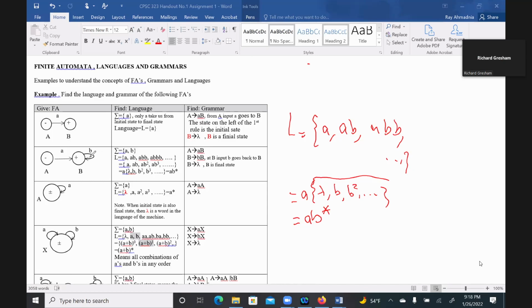This is a loop here, and that loop always creates a star. So the machine is: from the initial state, 1 A, get to here, and stop, or you can drop as many B's as you want. The language is 1 A, you get to here, but here I can drop as many B's as I want: 0 B, 1 B, 2 B's, 3 B's.